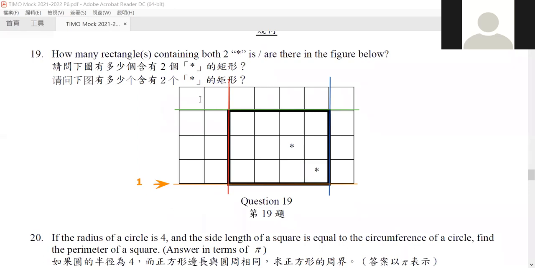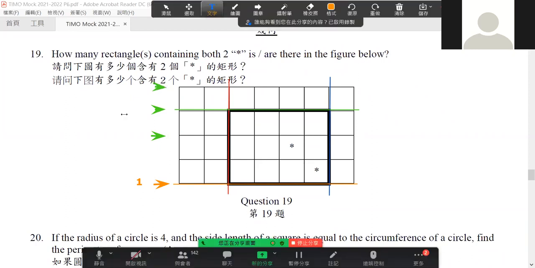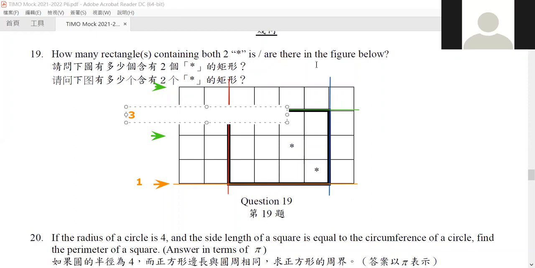How about the top? Again, if it is going to contain all two stars, the top must be above the two stars, which is these three positions. So the top can only be selected in these three positions.